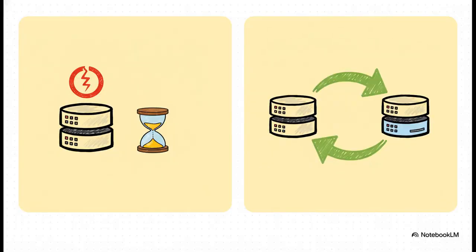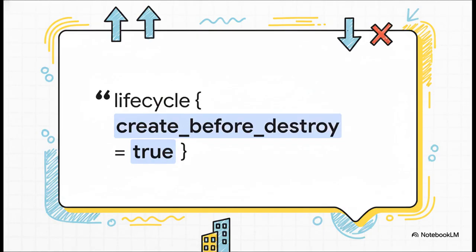And the impact here is massive. Without this, updating, say, a server's machine image means your application just goes offline for a bit. But with Create Before Destroy, you get to do 0 downtime deployments. It's a game changer. And would you look at how simple this is? You just drop the Lifecycle block inside your resource, and you set Create Before Destroy to true. That is it. A single line of code can be the difference between a seamless update and an outage.